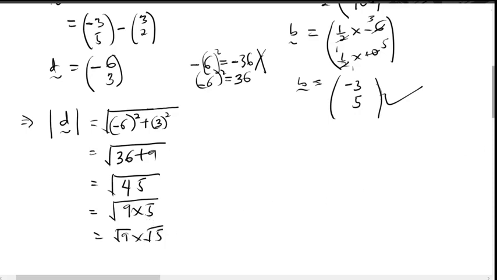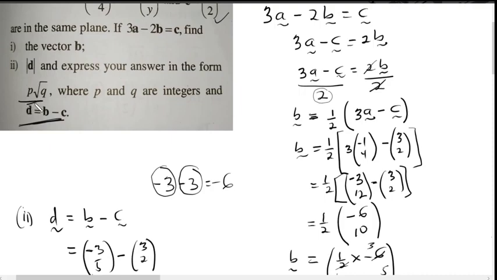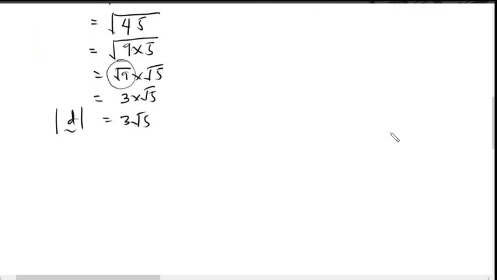There is no need to write all of these steps. I'm just doing some so that you get exactly what I'm talking about. 9 is a perfect square, so the root of 9 is 3. So we have 3 times the root of 5, and that is 3 root 5. So the magnitude of vector D expressed in the form that we were told, that is p root q, is this. Comparing our final answer to p root q, this implies that p is equal to 3, and q, which is in the square root sign, is 5.